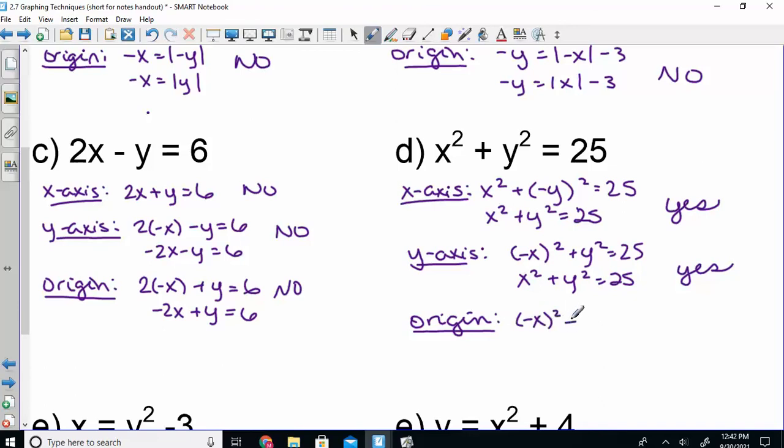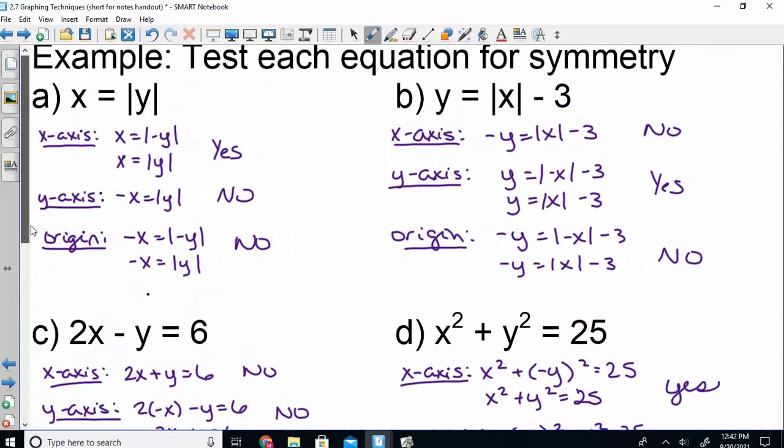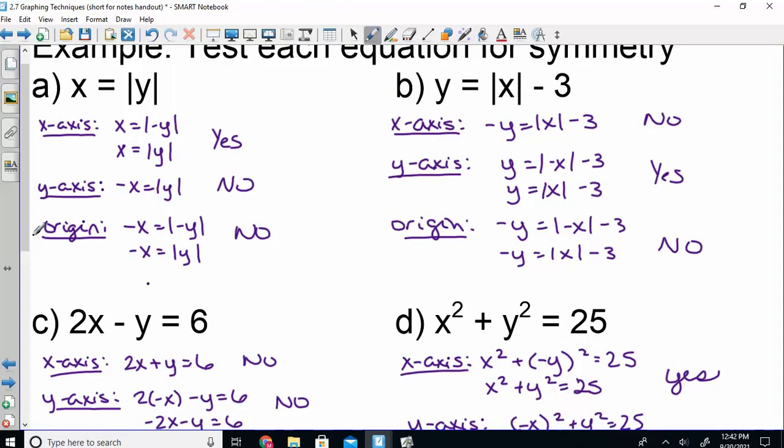Origin, if I make my x negative and my y negative, you're squaring, so both those become positive and it matches. So that one is also a yes. So what we've seen is we can have all no's, we can have all yeses, or we might just have one yes that pops up.